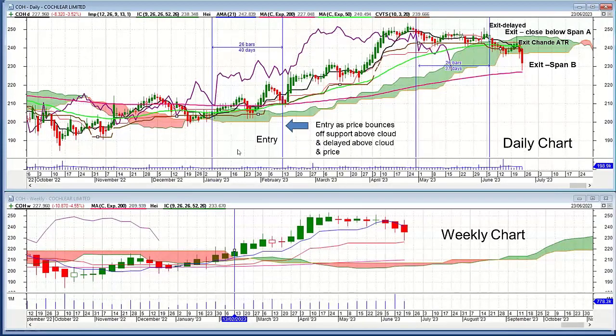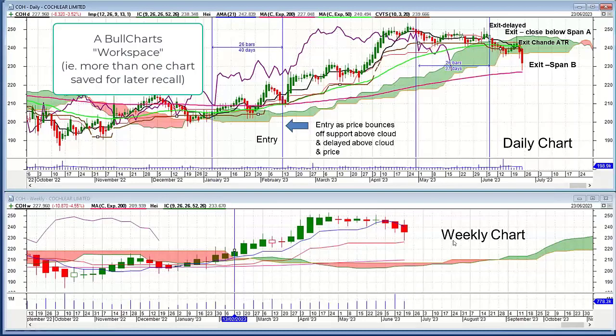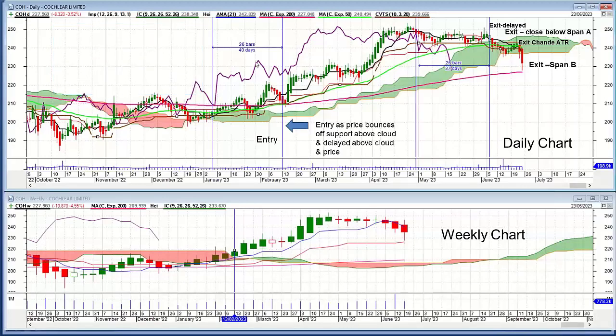Multi-time frame. Here's an example, and this is a workspace where I've got a weekly Ichimoku chart on the bottom. I've got the daily one up the top. And this was just for someone like myself that works all week. A lot of us work off weekly charts, and then we use the daily chart for entry and exit signals.